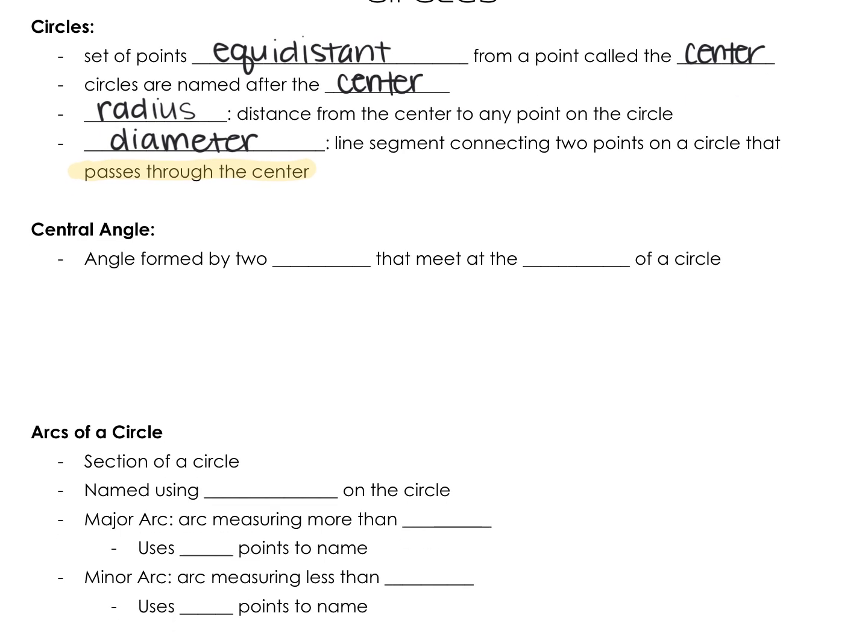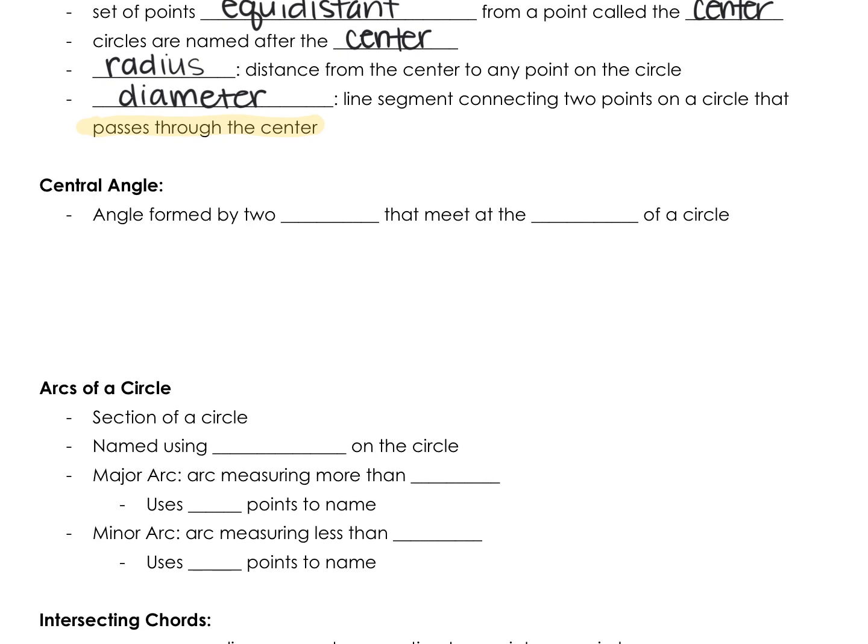We'll talk more about angles later on in Module 4, but for right now I am going to introduce something called a central angle, since we're going to be talking about naming circles and line segments. So a central angle is an angle formed by two radii, which is the plural of radius, that meet at the center of a circle.